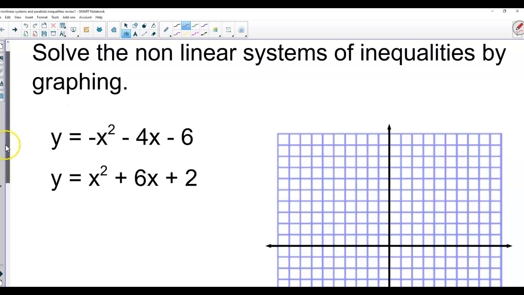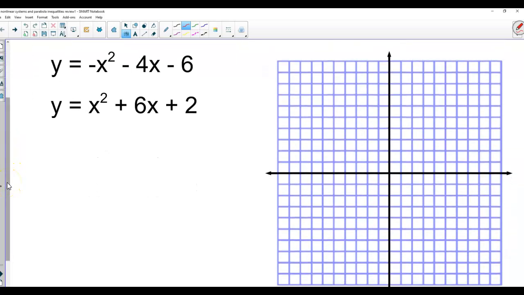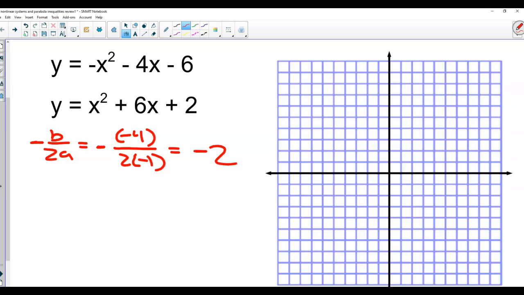All right, our first question here. We're graphing both parabolas to see where they intersect. So for the first one, we're using negative b over 2a. Okay? Which means that's going to be negative 4 over 2 times negative 1, and there's a negative in front of that fraction. 3 negatives means my answer is going to be negative. So my x-coordinate of my vertex is going to be negative 2.